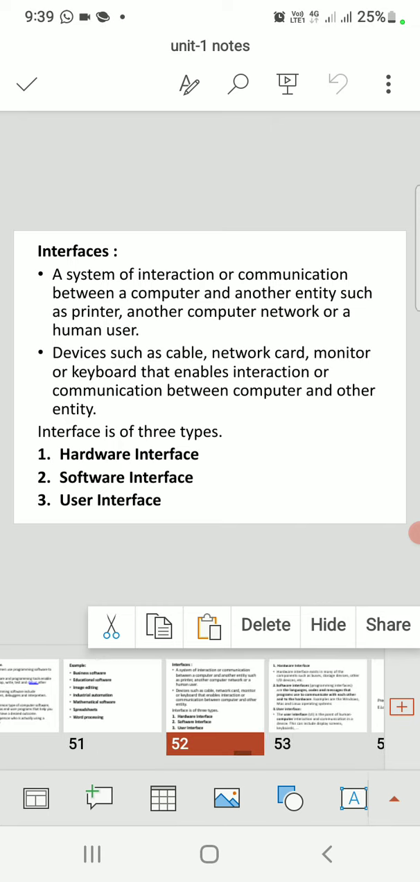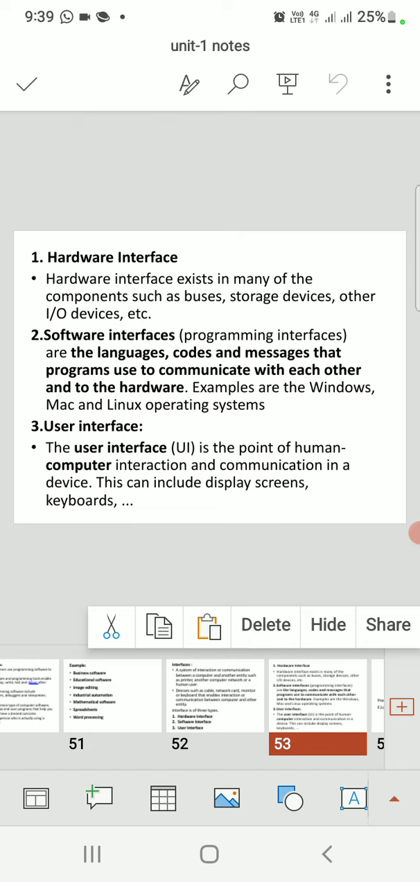The next one is called software interface. It is the programming interface of languages, codes and images that programs use to communicate with each other and with the hardware. Example: Windows, Mac, Linux operating systems. The third thing is the user interface. The user interface is the point of human-computer interaction and communication in a device, including screens and keyboards.